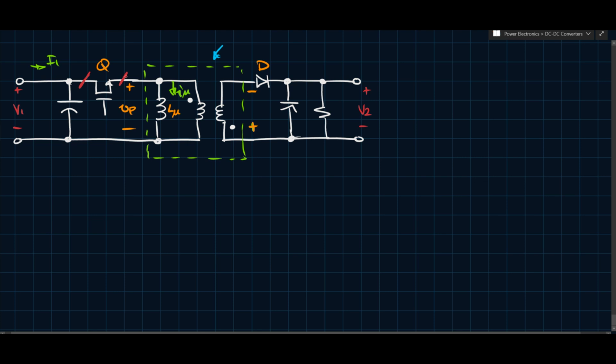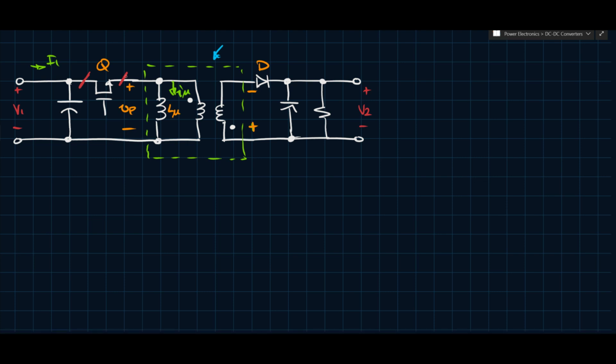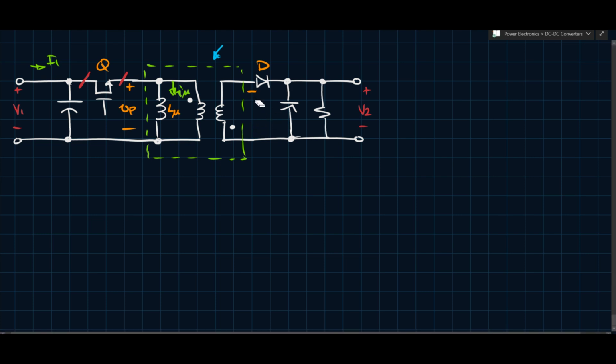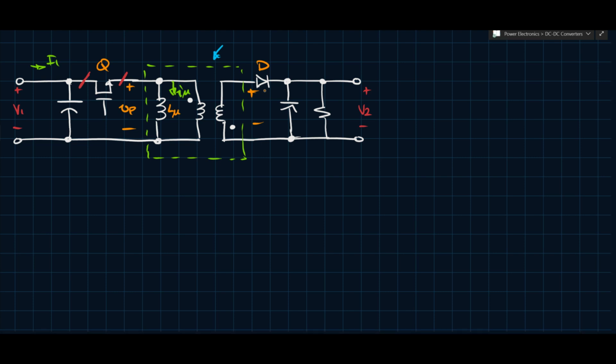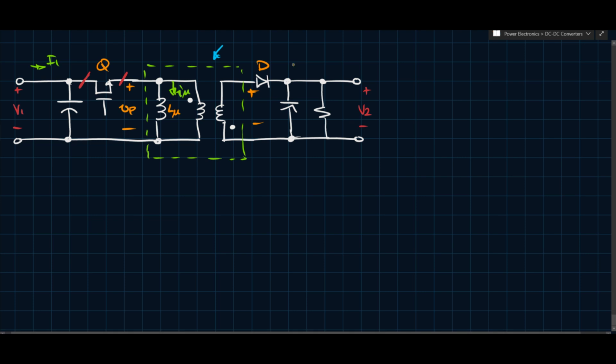So what happens is the magnetizing inductance releases all of its energy in the secondary winding, and that forces D to turn on. The voltage here basically switches polarity because of the direction of the current flow, and you end up having current that would drive D to turn on, essentially. That would then send the current to the load, and you would have an exchange of energy between V1 and V2.